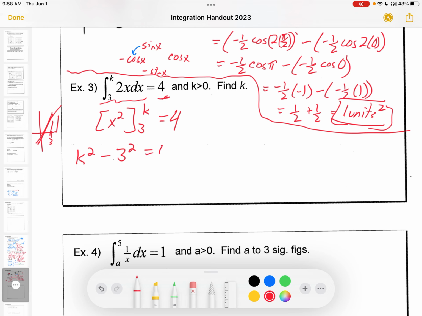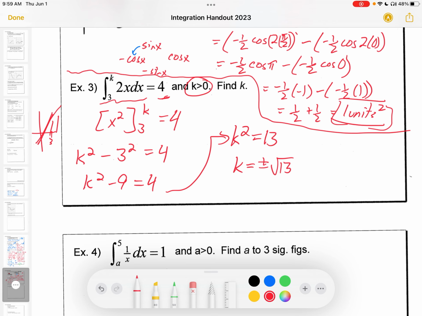So let's set it equal to 4 again. Our unknown just happens to be in a different place here. So in other words, k squared minus 9 is 14, or k squared is 13, or k is, well, normally plus or minus root 13. But since k is positive, we must say that k is just positive root 13.